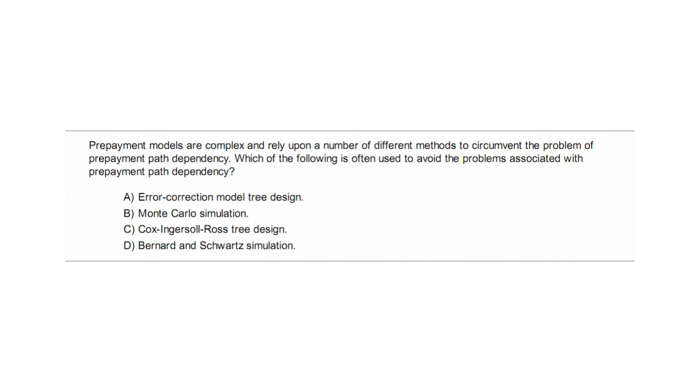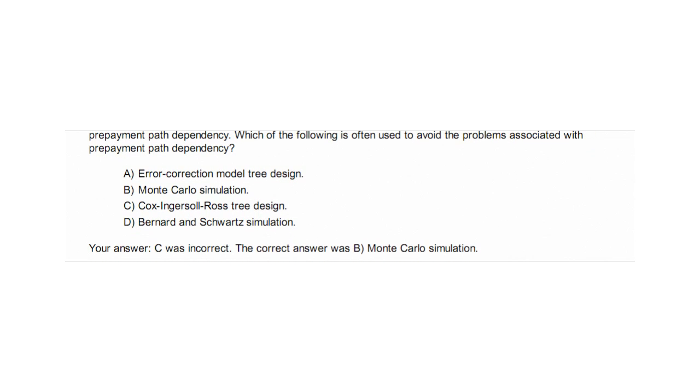Now the model that is being used to value MBS, and it's clear in the chapter on MBS valuation, talks that the whole idea is to use Monte Carlo simulation. The other model, the Cox-Ingersoll tree design, is used for interest rate tree design. It's again making a tree, but when you have a lot of inputs and you want to vary all those inputs, then the option that you are going to use is Monte Carlo simulation. So Monte Carlo simulation is used to deal with the problem associated with prepayment path dependency. So the right option here is C.